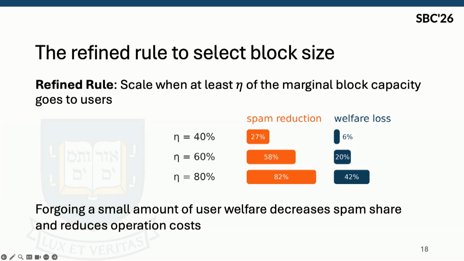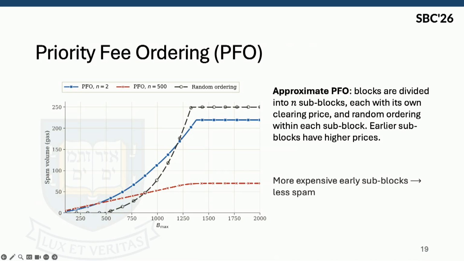So this is analysis under the random ordering rule, and we also ask how different transaction fee mechanisms will shape the behavior of the spam. So we also did some analysis under the priority fee ordering, which a lot of chains adopt. Here we are using an approximate model, which means that the blocks are divided into n subblocks, each with their own clearing price and random ordering within, so we can reuse part of the analysis we used in the random ordering TFM. The earlier subblocks will have higher prices because the users with higher willingness to pay will be included in the earlier subblocks.